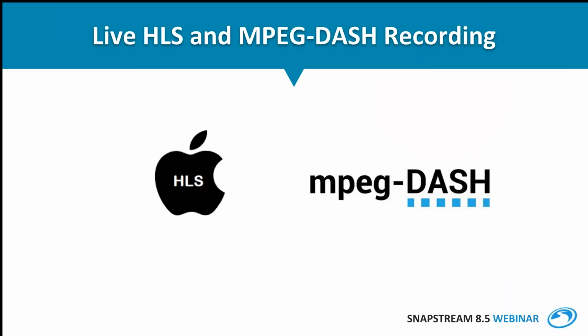Another one of the new features that we added to SnapStream is HLS and MPEG-DASH recording. Live streams are popping up everywhere: YouTube Live, Facebook Live, Periscope, Twitch, etc. And if you're live streaming today, then you're probably using HLS, MPEG-DASH, or RTMP. Last year in SnapStream 8.4, we added live stream recording from RTMP sources. And in SnapStream 8.5, we opened up the door for more live stream recording by adding HLS and MPEG-DASH recording.